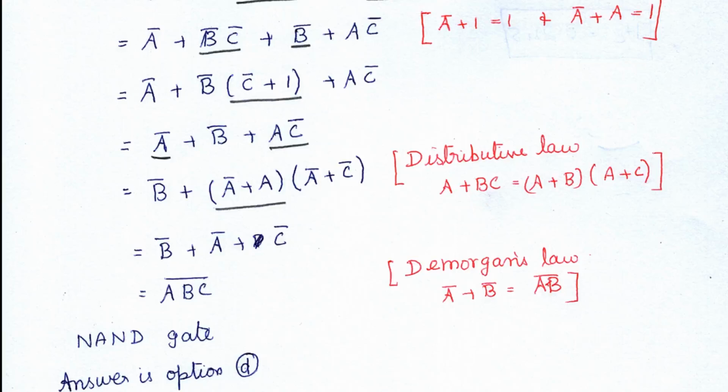By De Morgan's law, we can write Ā + B̄ + C̄ as (ABC) the whole bar. Therefore, by simplifying the given Boolean expression, we will be getting a NAND gate. Answer is option D.